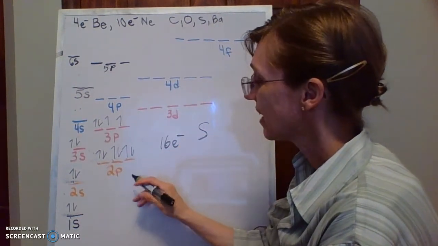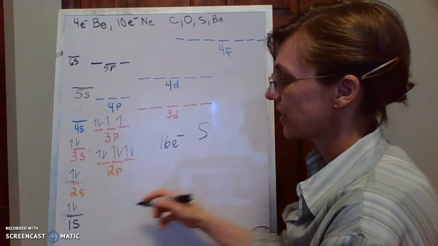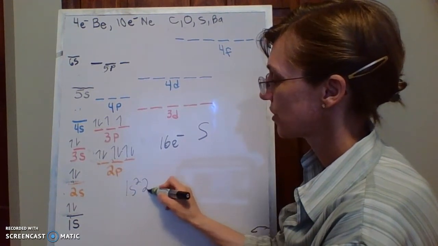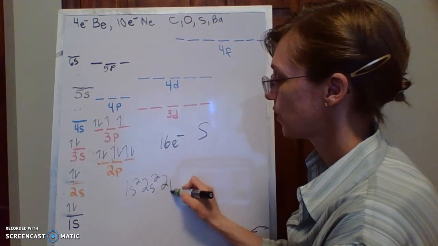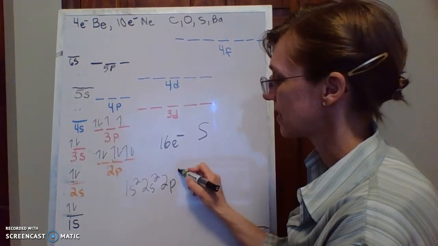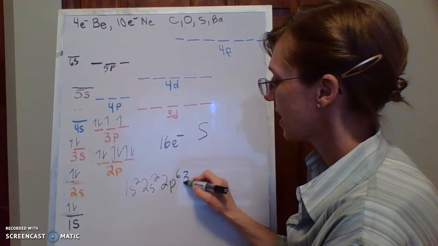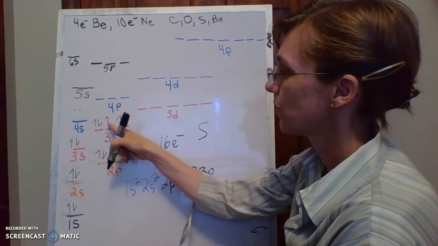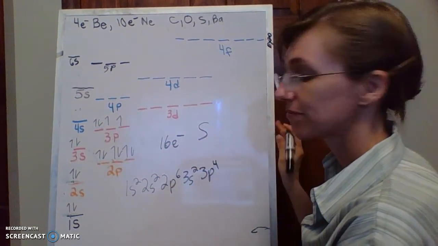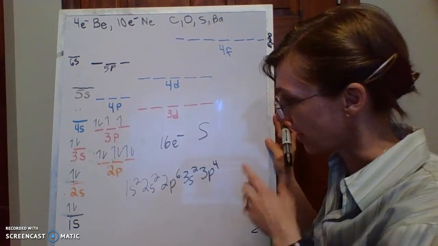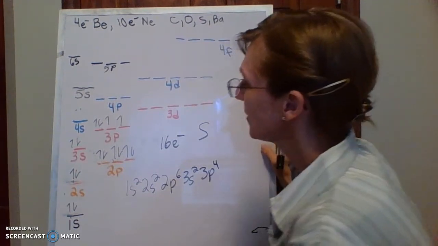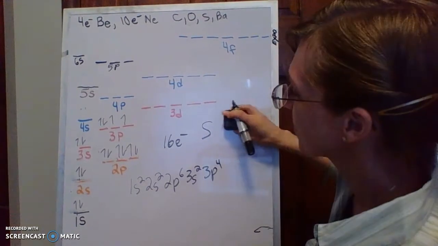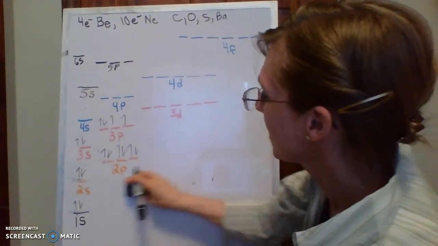Let's go ahead and write it. And we'll just do the condensed version here to make it go a little faster. 1s has 2, 2s has 2, 2p is filled, it's got 6, 3s has 2, and then 3p has 2, 3, 4. This is the electron configuration for sulfur, the condensed electron configuration. Okay. Now let's go ahead and do barium.